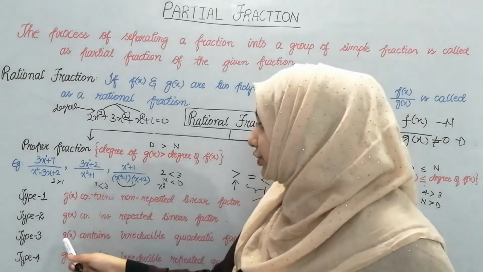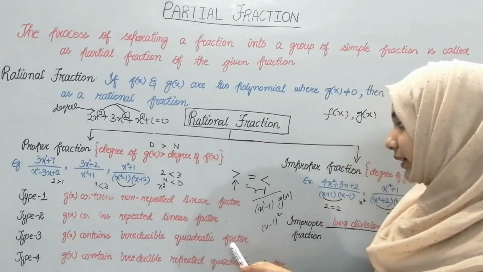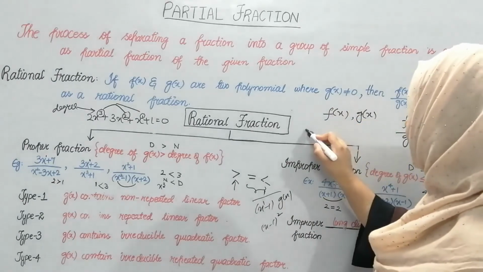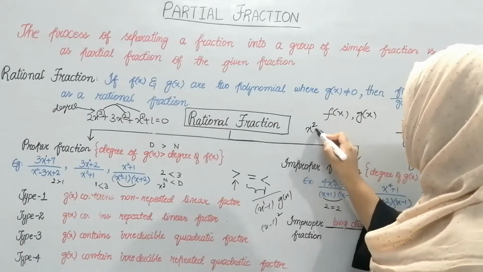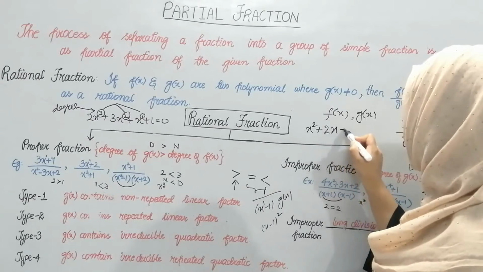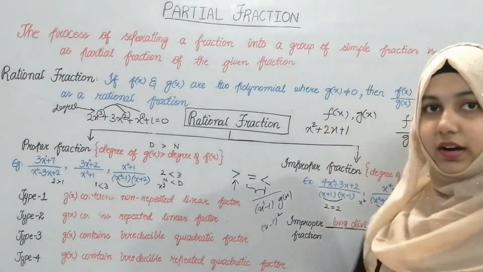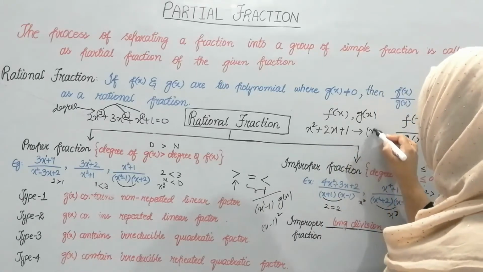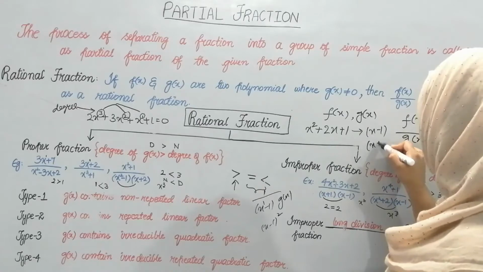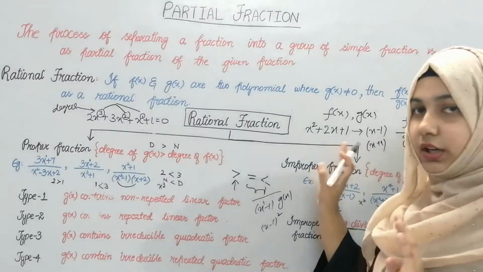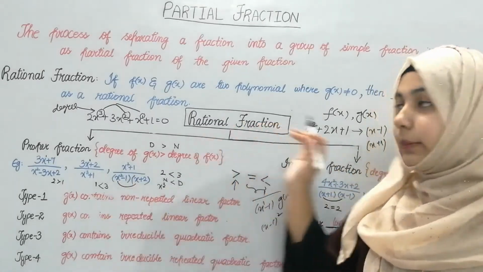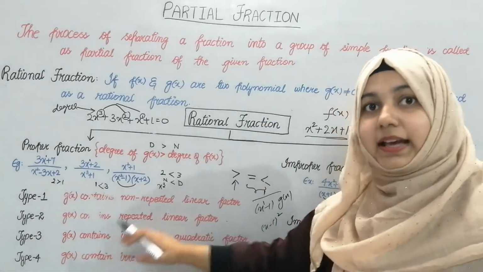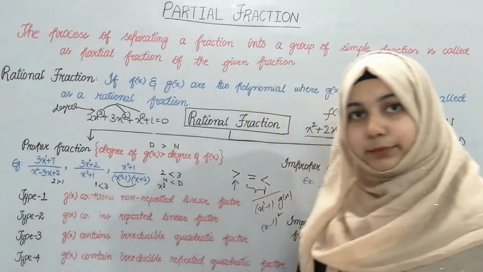Now type 3. G of x contains an irreducible quadratic factor. I think you know what a quadratic factor is, right? A polynomial with degree 2. Suppose I have x square plus 2x plus 1. If this is my quadratic factor and I can change it into linear factors, suppose x minus 1 into x plus 1, anything like this, then it falls under type 1 or type 2. But if I am not able to reduce it, if it is irreducible, then it falls under the type 3 category.